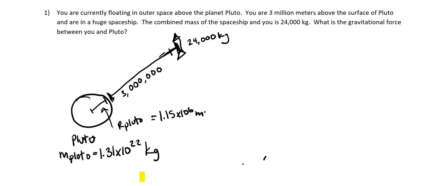5.91 times 10 to the 12th meters. I didn't put that one on there just because we're not talking about the sun. We're just talking about Pluto and the spaceship. Cool. So now let's go ahead and write down our equation.